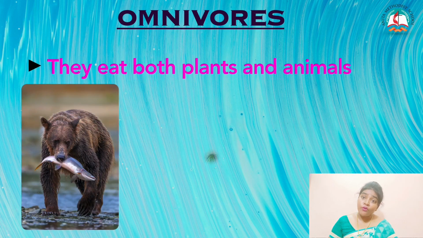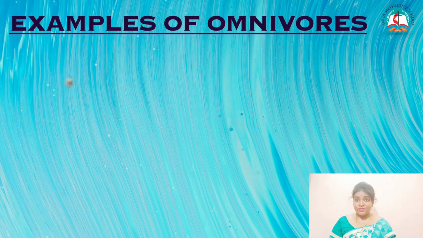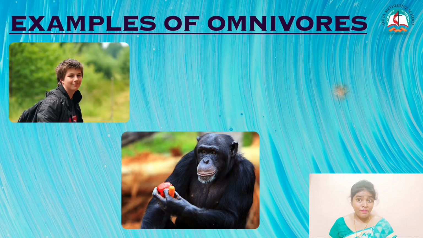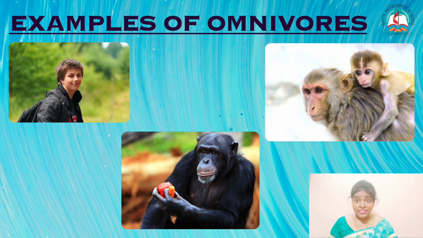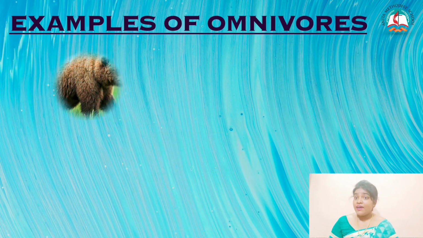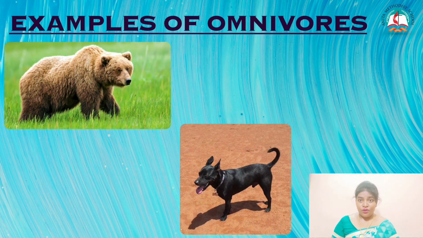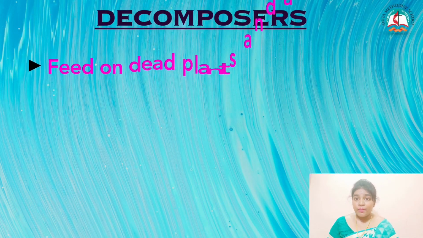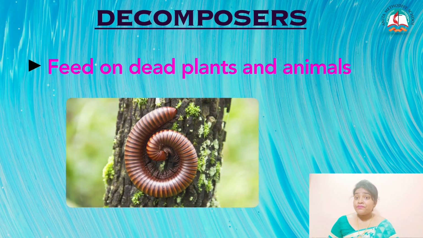They eat both plants and animals. For example, we human beings, chimpanzee, monkey, bear and dog. Okay. And then the last type of biotic component is decomposer. They feed on dead plants and animals.